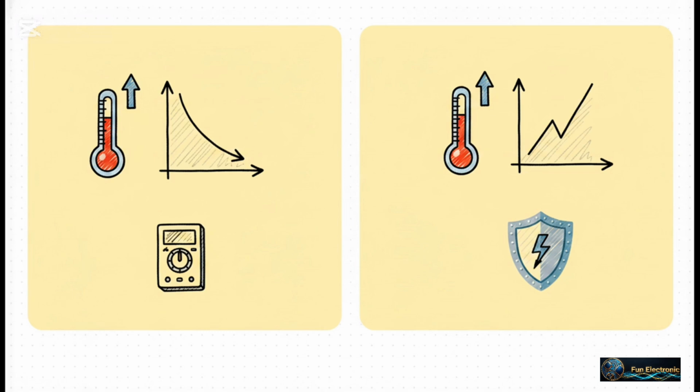PTC, or positive temperature coefficient thermistors, do the exact opposite. Their resistance sharply spikes as they get hot, making them fantastic self-resetting fuses to protect circuits from dangerous electrical overcurrents.